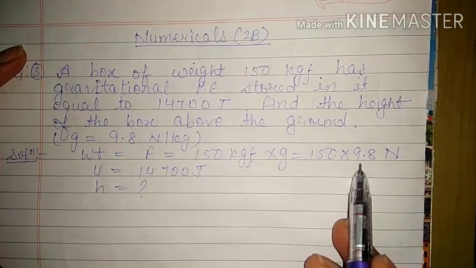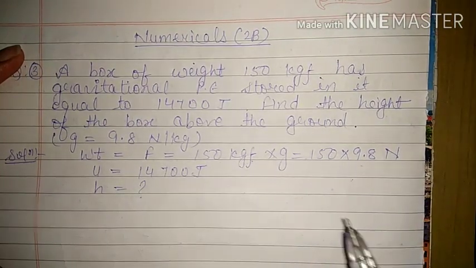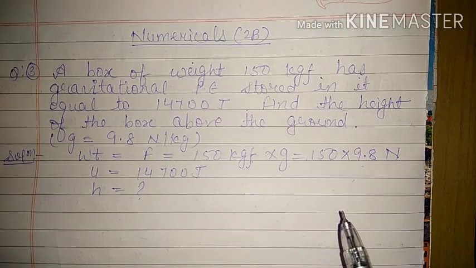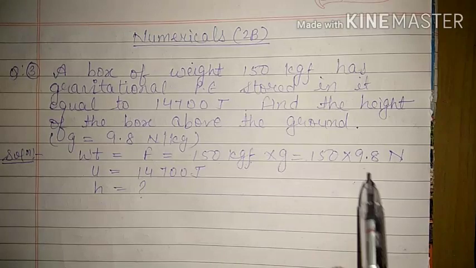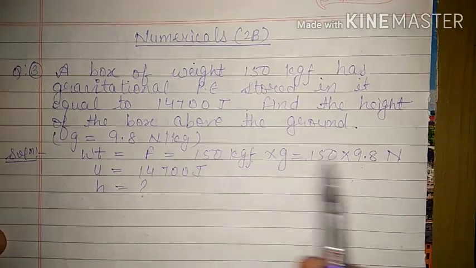Newton. Why 9.8? Basically we can take 10 for easy calculation, but here it is especially mentioned that g should be 9.8. That means we must take 9.8 only. So this is the force.